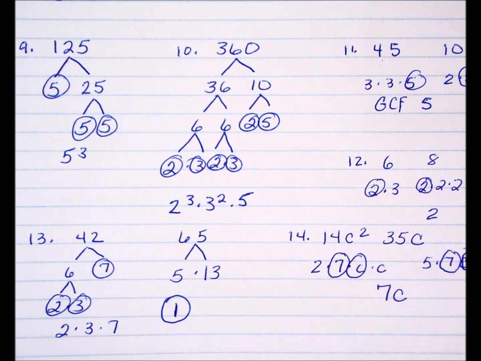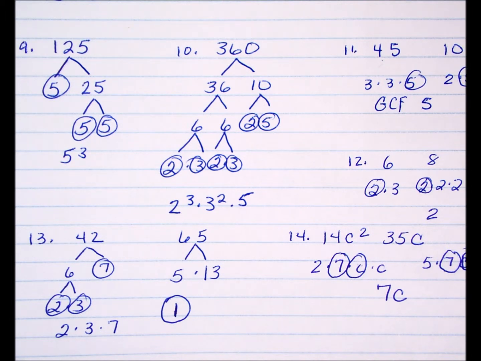So the prime factorization for 45 was 3 squared times 5, so I did 3 times 3 times 5. And for 10, 2 times 5. So the only thing they had in common was the 5. So the greatest common factor was 5.